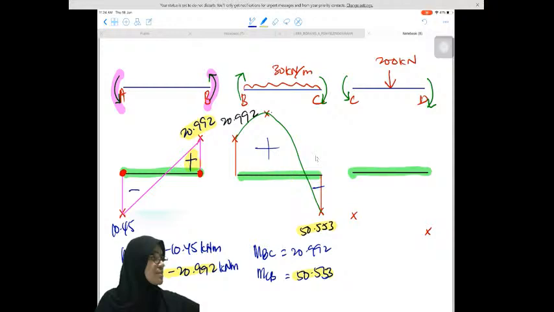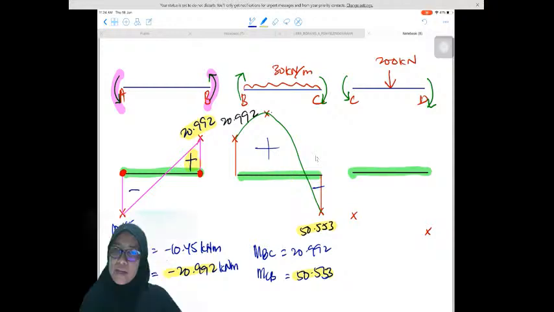Okay, so we continue to the next beam, member CD. This beam is loaded with a vertical load at the center of the beam. Only UDL has the curve shape of the bending moment diagram. For CD, we will have a straight line. Okay, the straight line.